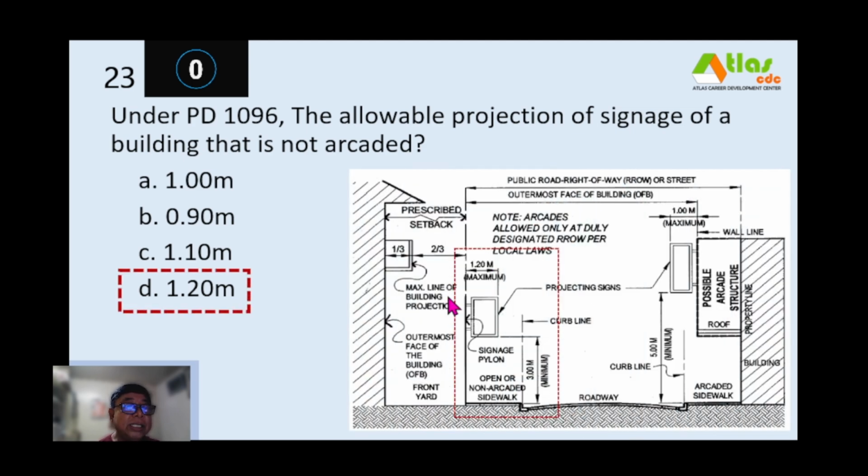So this is for a non-arcaded, no? From the property line, the maximum projection is 1.2 meters above a non-arcaded sidewalk and with a clear height of 3 meters, no? Kapag arcaded building, ang maximum projection from the building wall is 1 meter and at a height of 5 meters from the sidewalk.